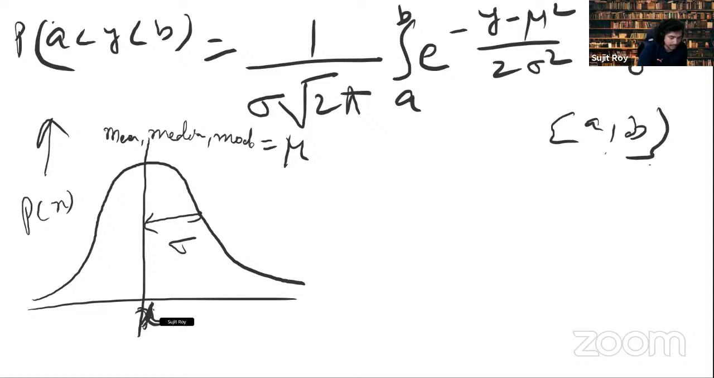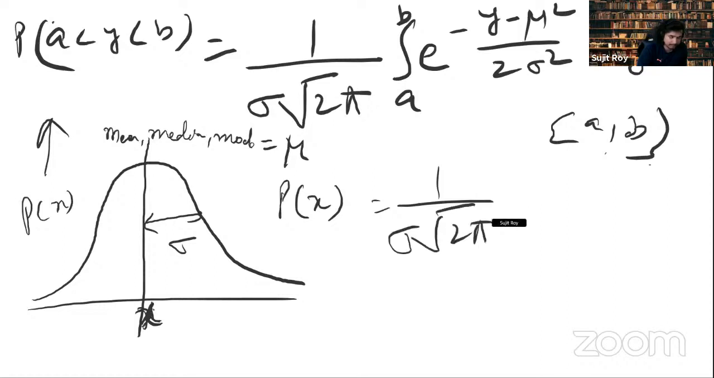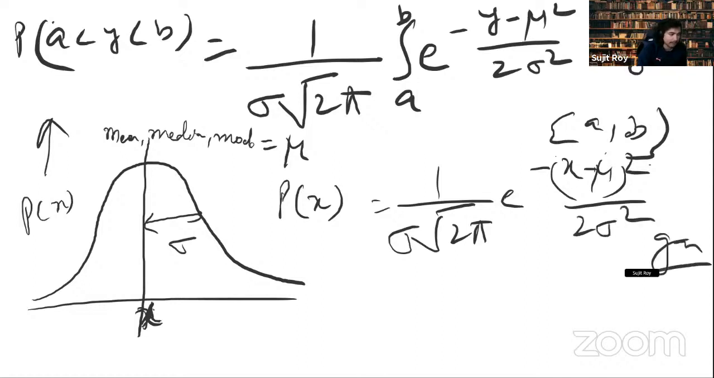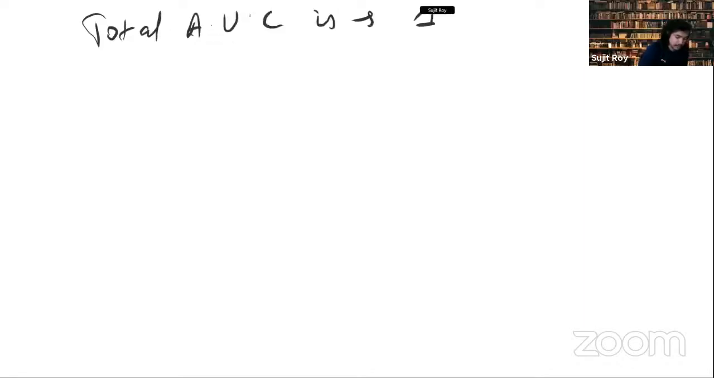Now for p of x, we have already seen it is 1 by sigma root 2 pi e to the power minus (x minus mu) whole square by 2 sigma square, the Gaussian. By the Gaussian distribution, 68% of the area is within plus or minus sigma, one sigma. Now the total area under the curve is normalized to 1.